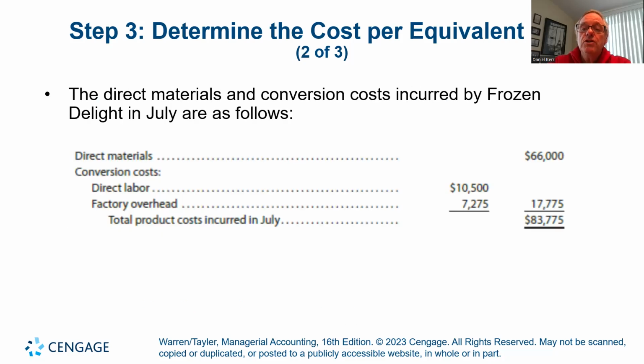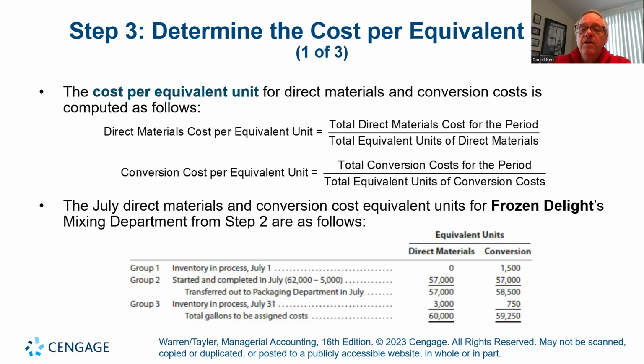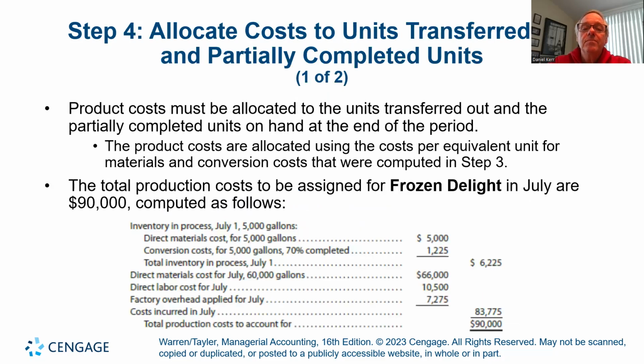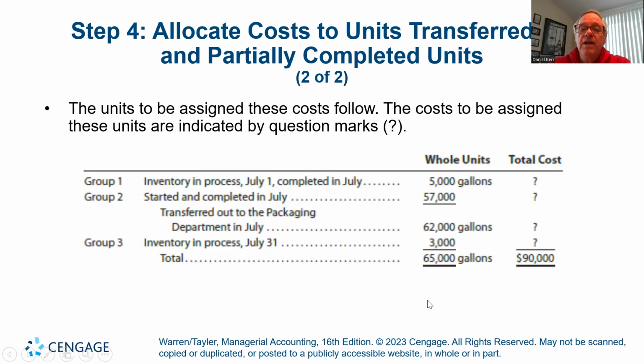And we know the total conversion costs were $17,725. And I know my conversion cost equivalent units were 59,250. So I get a conversion cost per equivalent unit of 30 cents per gallon. Right. Now we can use those to do the allocation. It says the total production costs incurred by Frozen Delight in July are as follows. So there's my beginning inventory of 62,225. There is my materials, there is my labor, there is my factory overhead, there is the total production cost that we have to account for, that 90,000.